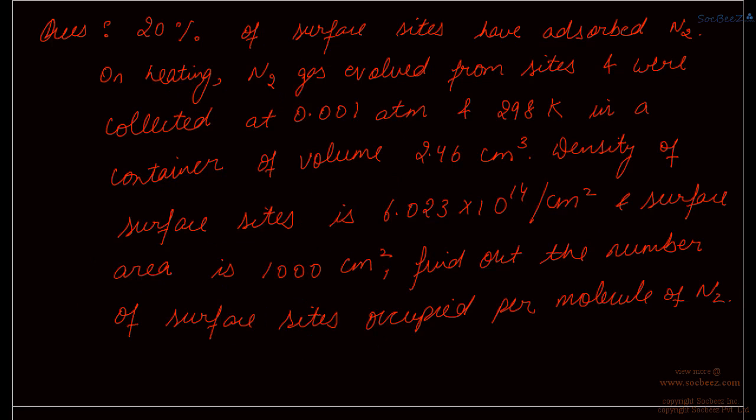The question says that 20% of surface sites have adsorbed N2. On heating, 20% gas evolved from sites and were collected at 0.001 atmospheres and 298 Kelvin in a container of volume 2.46 centimeter cubed. Density of surface sites is 6.023 into 10 raised to the power 14 per centimeter square and surface area is 1000 centimeter square. Find out the number of surface sites occupied per molecule of N2. Now we have to find out in this question how many sites are occupied by one molecule of N2.